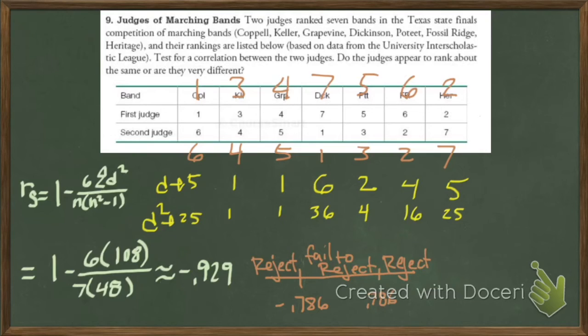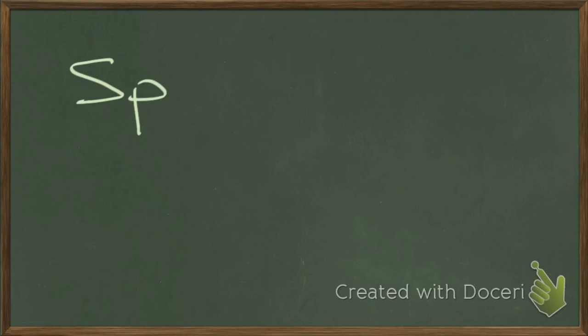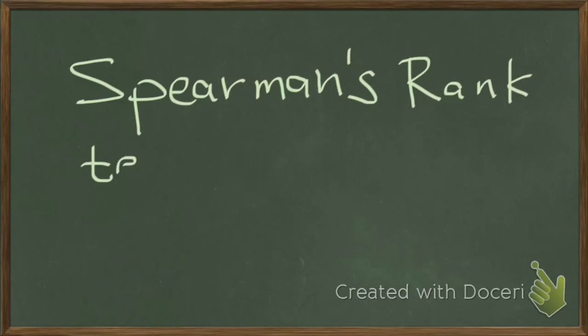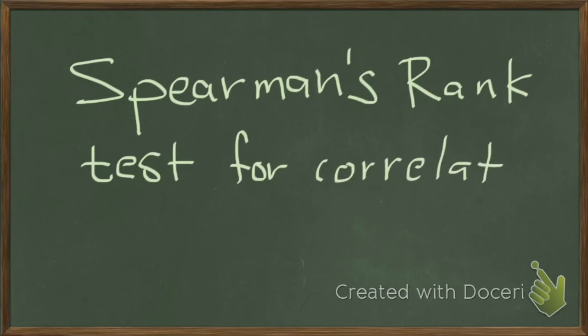Now what? We set up our rejection regions on the outside until we were able to prove beyond a reasonable doubt that these things were correlated. So what are we even testing? Our null was that there's no correlation, meaning that they just don't see things the same. And our alternative is that there is a correlation, meaning that the judges are seeing the same things. Our test stat falls into the rejection region, meaning that there is a correlation between the two judges, meaning that they're scoring these guys kind of the same, which is what you kind of want in a competition. So that's the Spearman's rank test for correlation.